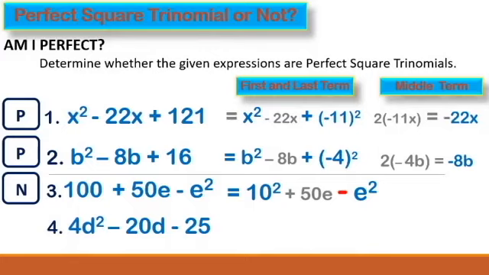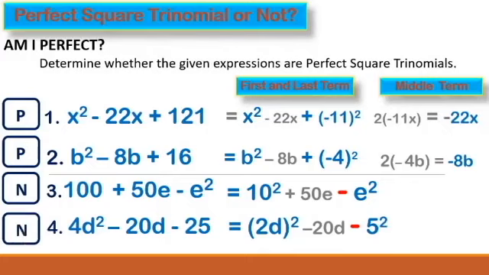Number 4, 4d squared minus 20d minus 25. So the first and last terms are perfect squares, however, the last term is negative. So therefore, this is not a perfect square trinomial.